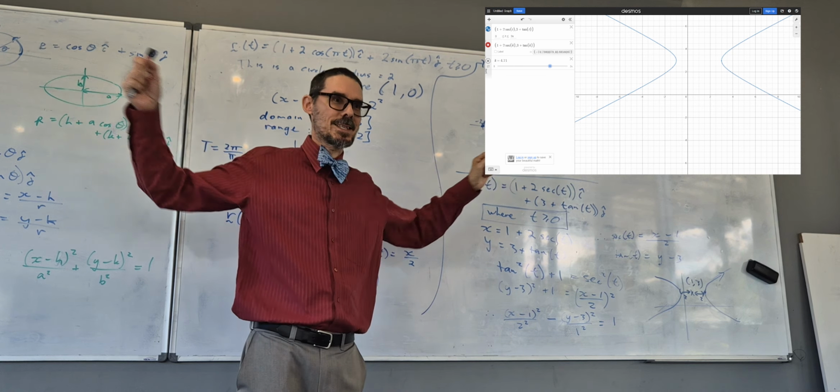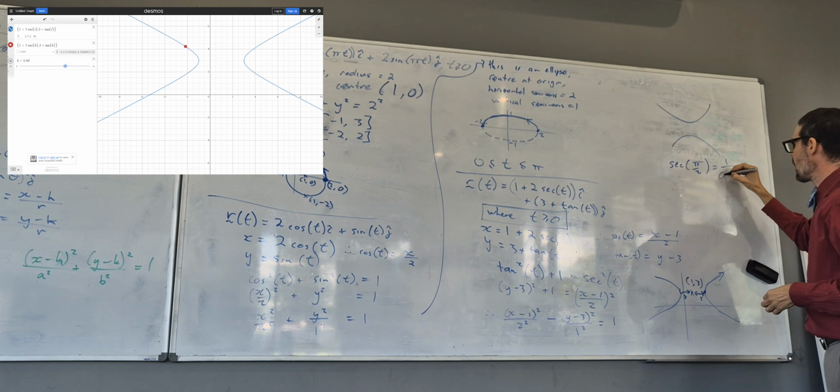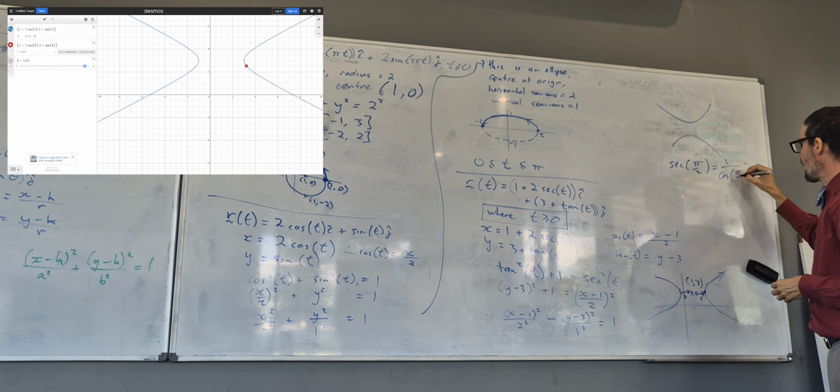What's really happening, Julia? What is sec pi on 2? That's 1 over cos, dividing by 0, which is 1 over 0. It's not defined at that point. It's not continuous. It goes this way, as close as you like to pi on 2. At exactly pi on 2, it doesn't exist. Just after pi on 2, it's way down here, close to infinity.